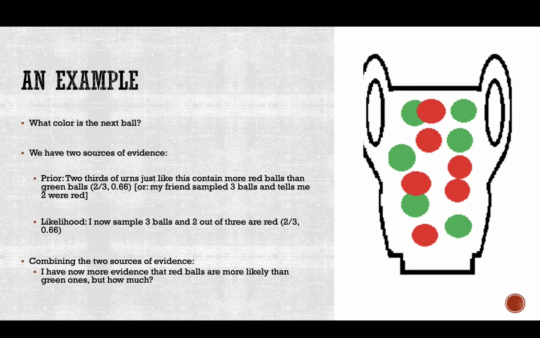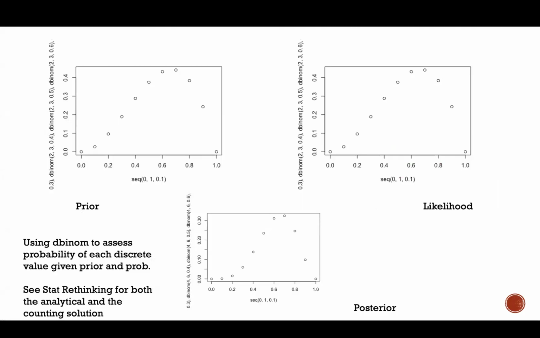It makes sense that we would be even more confident that the next one is red by combining the two sources of information. But how confident should we be? Right. So here is a way of using binomial likelihoods to calculate that in a rigorous way.